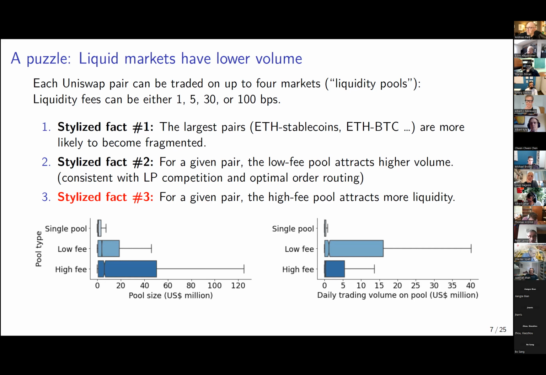you're saying that people who are more worried about, say, adverse selection post further off, and they require higher fee compensation, right? Because ultimately the fee that you charge is the price of the spread. And that seems completely natural. I don't understand why you would refer to this as fragmentation when there is an auto router.